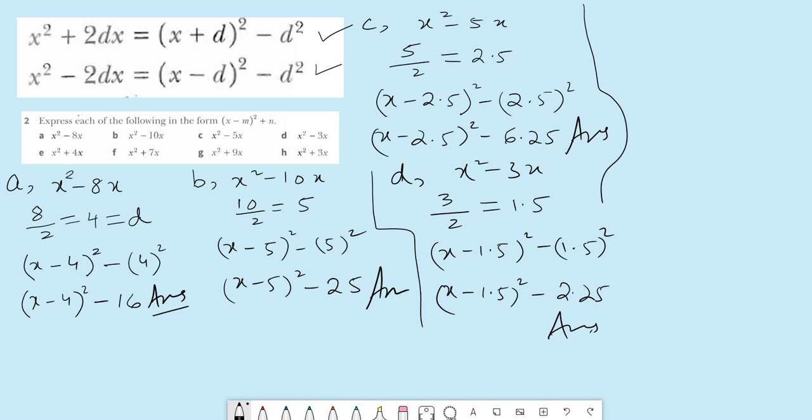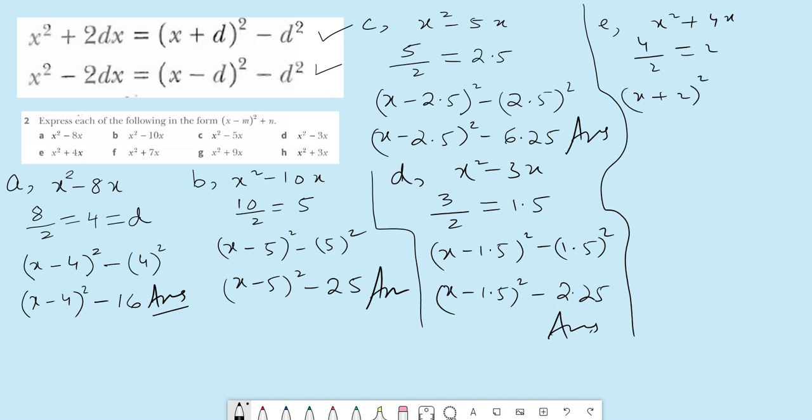Now come to part E. Part E is x square plus 4x. So what is the coefficient of x? 4. 4 upon 2 is 2. So the answer is x plus 2 whole square.